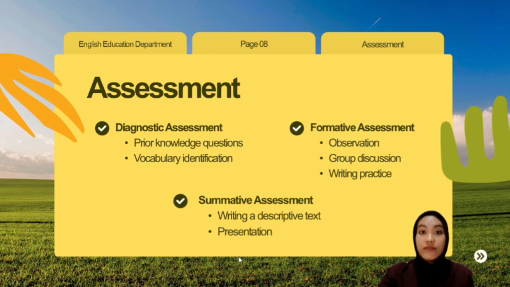And the second is formative assessment. The assessment is carried out during the learning process through observation, group discussions, and writing practice activities. The purpose is to monitor students' progress and provide feedback. And the third is summative assessment. At the end of the lesson, students write a descriptive text and present their work. This assessment measures students' achievement of the learning objective.